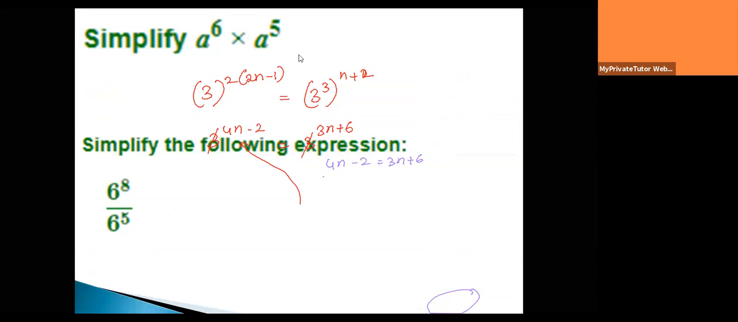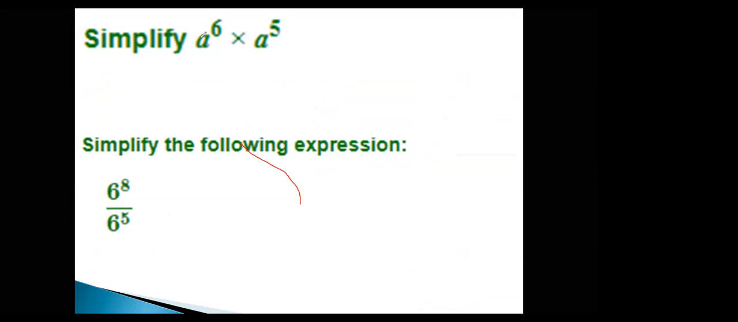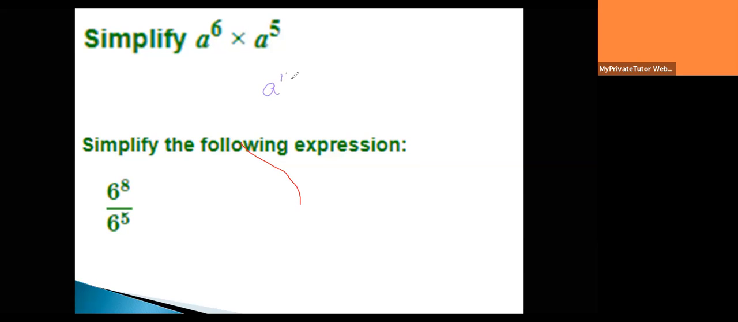Okay. So, Shashi Kumar, can you please answer the first one? Yes, sir. It is a to the power of 11. A power 11. Okay, that's very good. So who will answer the next questions? Thomas?